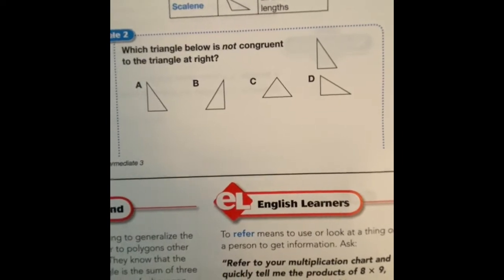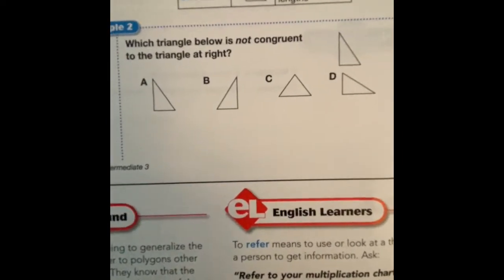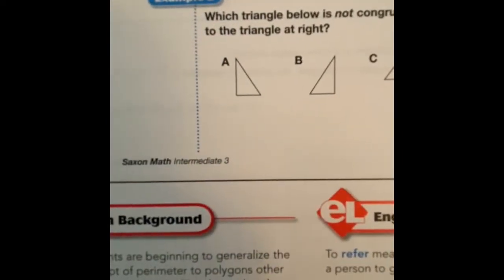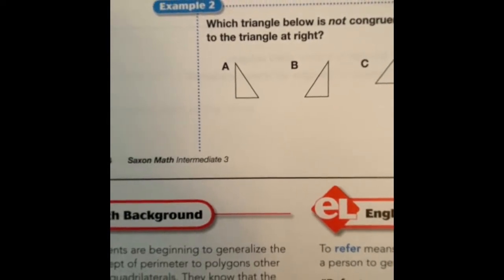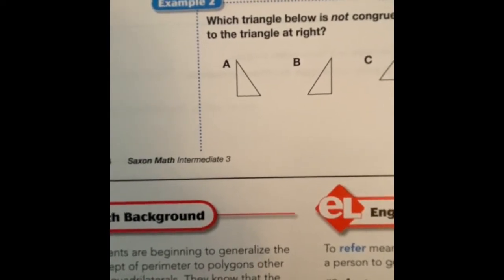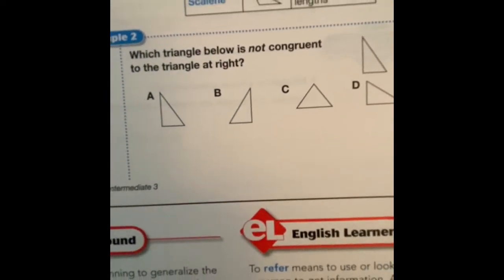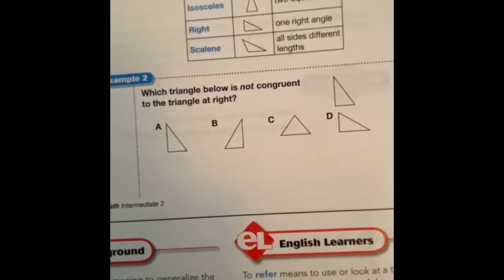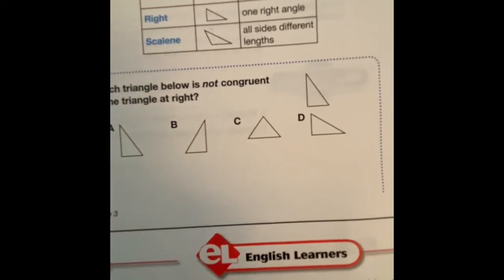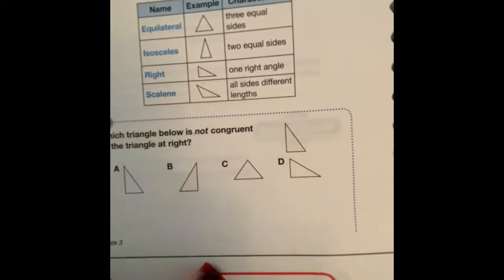It only has to be the same shape and the same size. So if we look at A, we would say that triangle is the exact same as the triangle that we have been given. B has been flipped. So it's kind of like a mirror version of this triangle.